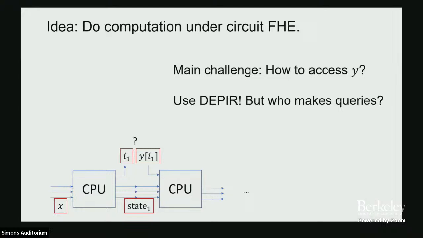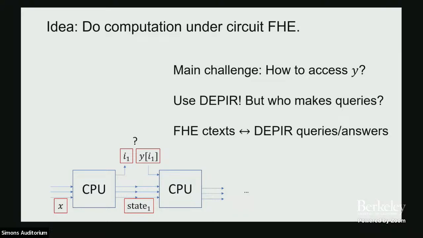It seems clear we should somehow use doubly efficient PIR. That's the tool we have at our disposal. We need to hide this location I, but still access the ith location of the database. But who makes the PIR queries? I mean, there's no client to make these queries. There's just this computation that the server is running on its side.